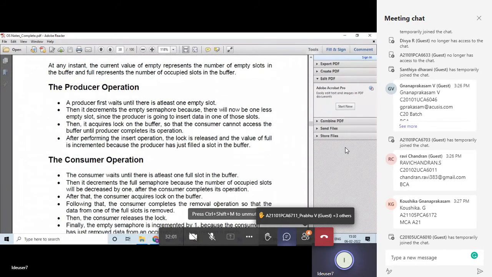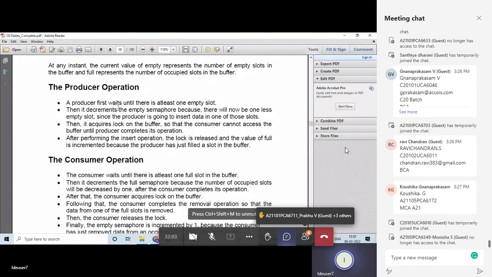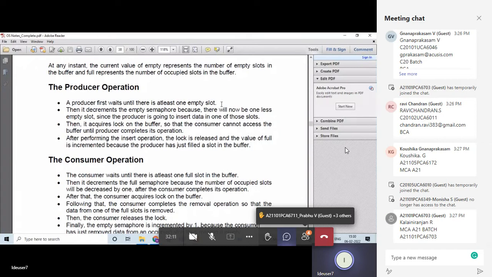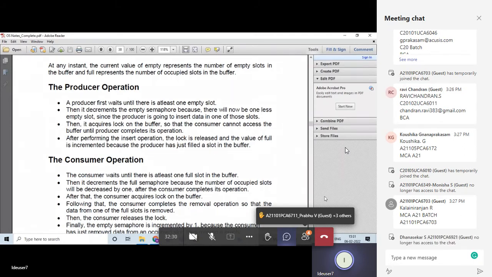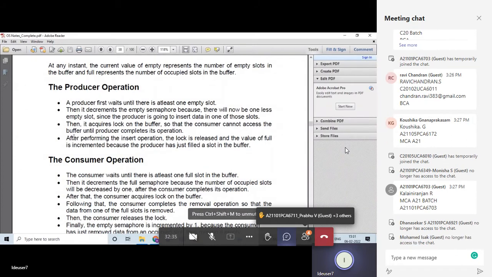And what will be the producer operation and the consumer operation here? A producer first waits until there is at least one empty slot. In order to fill the slot, the producer has to wait for an empty slot. So that is the first step of the producer operation. Then it decrements the empty semaphore, because there will now be one less empty slot. Whenever the producer fills a slot, it decrements the empty variable.